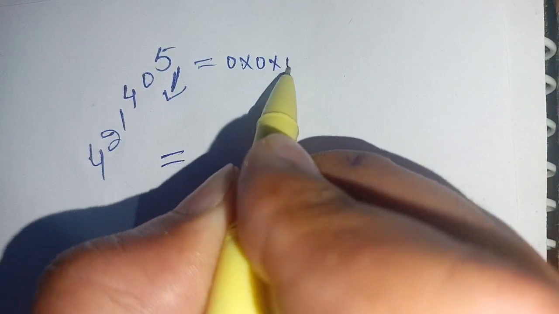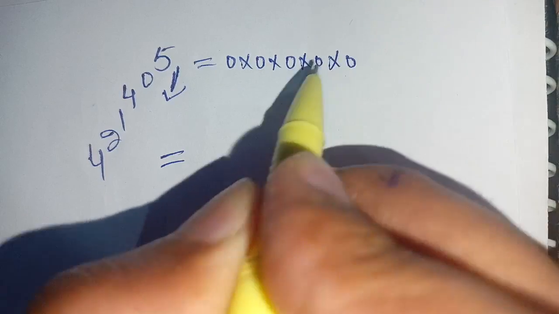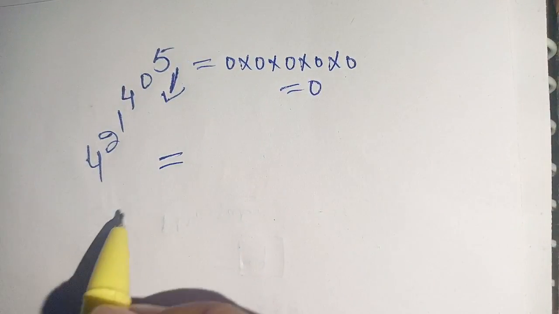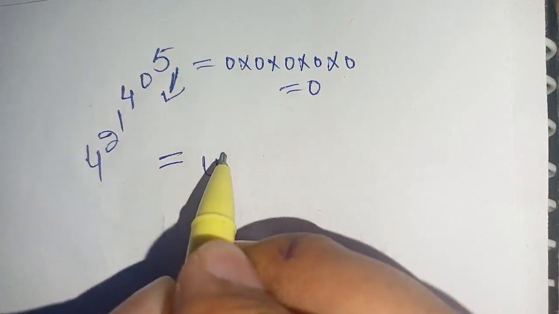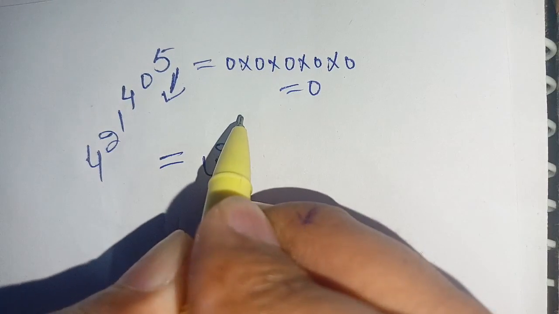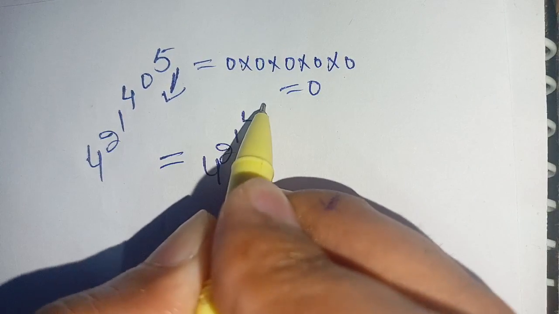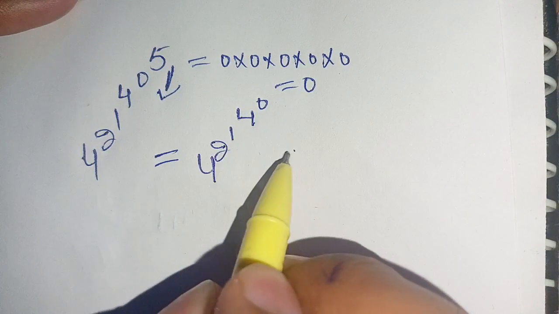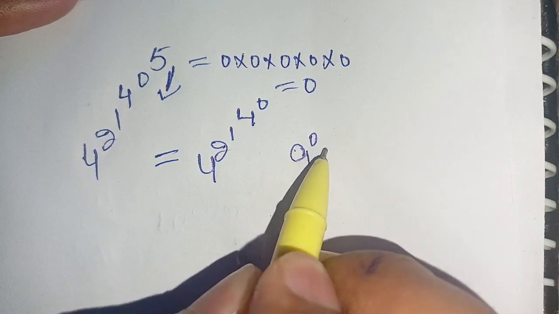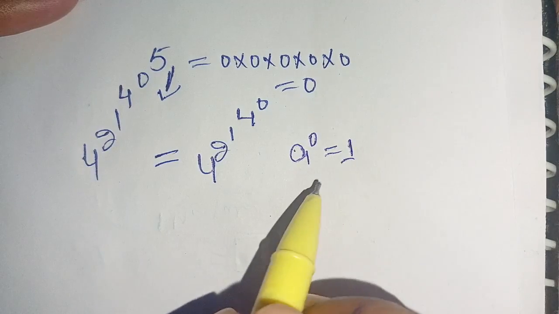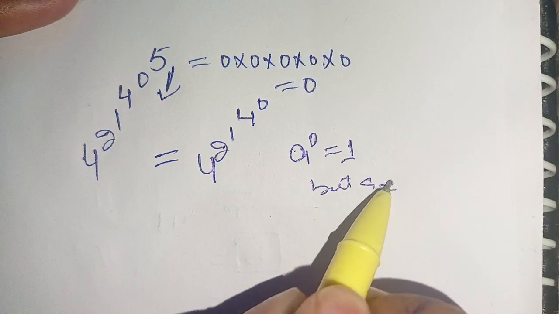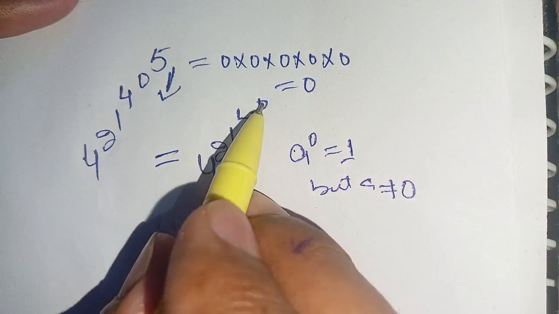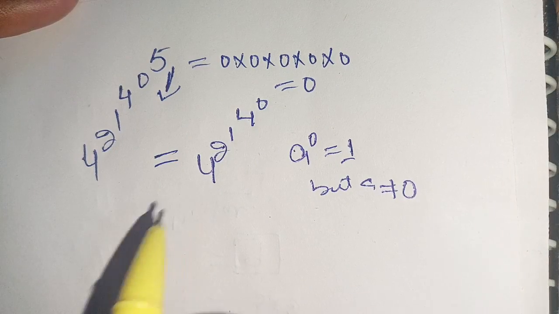0 power 5, and it is equal to 0 times 0 times 0 times 0 times 0, and it is equal to 0. Thus it becomes 4 power 2 power 1 power 4 power 0. Now we know that anything, that is a power 0, is equal to 1, but a is not equal to 0. Thus 4 power 0 is equal to 1.